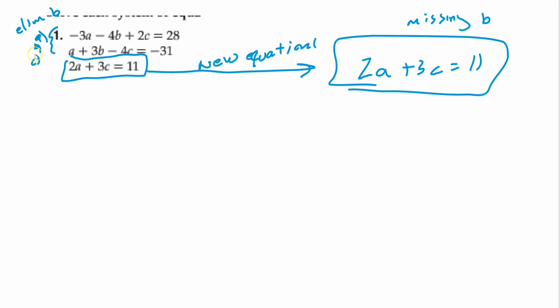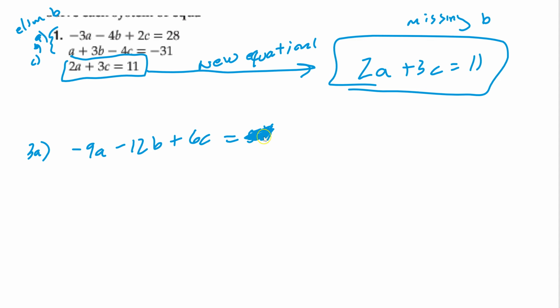These are my equations. If I want to get rid of the b's here, I have to multiply the top by 3 and the bottom by 4. So I'm going to get 3 times my top equation: negative 9a minus 12b plus 6c equals 3 times that, which is 54, I believe. Yeah, 28 plus 20 plus 28.